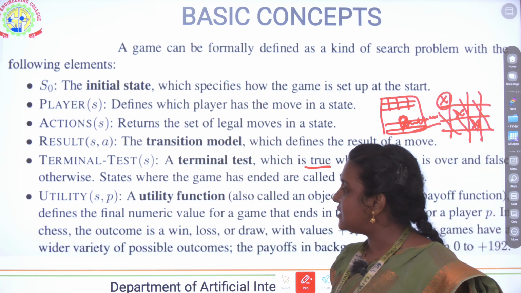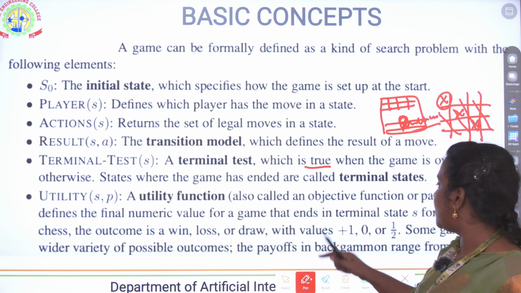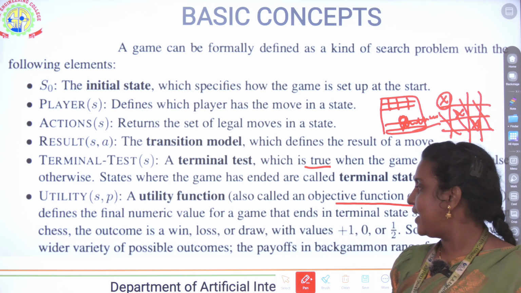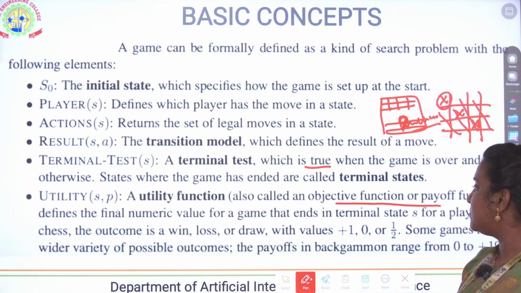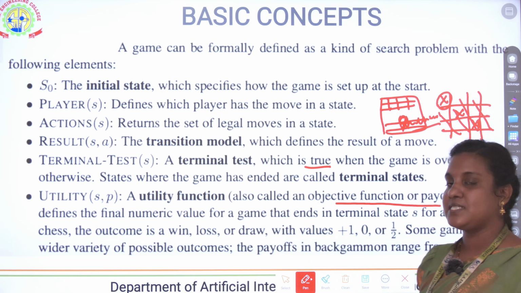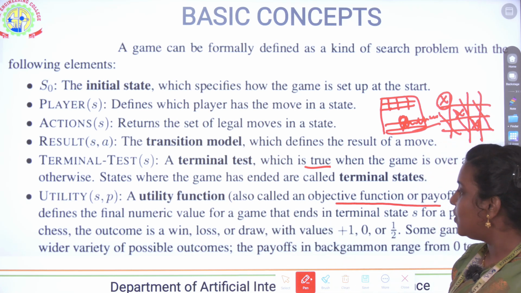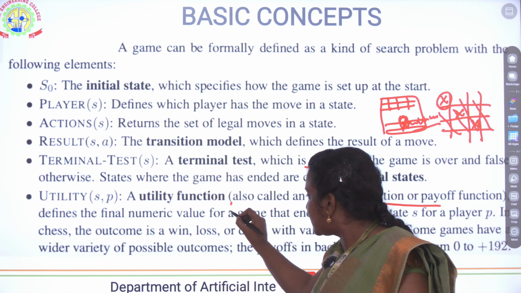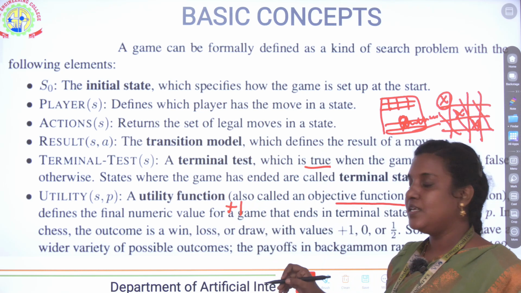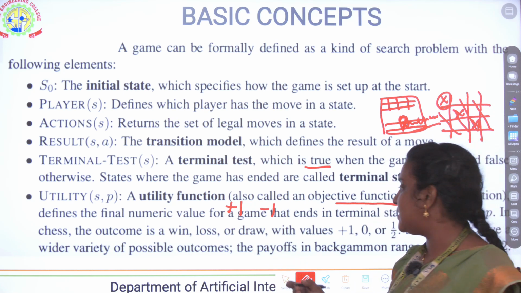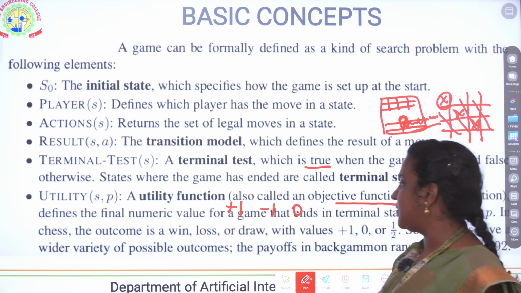The last function is the utility function, also called the objective function or payoff function. It defines the final numerical value for a game that ends in a terminal state S for a player P. So if a player wins, +1; loses, -1; if the game is a draw between the players, 0.